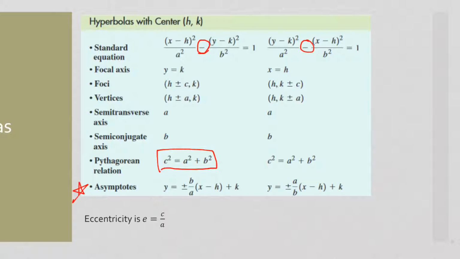We'll talk about those in just a few minutes when we get to drawing our graph. But we also now have eccentricity, and you need to add that to your sheet. e equals c over a. And instead of having a semi-major and a semi-minor, because they don't dictate what's going on, we have a semi-transverse axis and a semi-conjugate axis. That's what a and b represent.